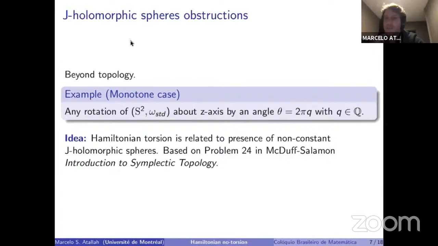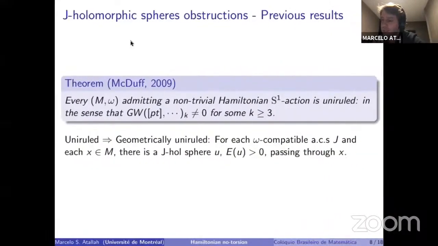So if we want to say something meaningful about Hamiltonian torsion in the monotone case, we have to look somewhere else. And there's this idea that Hamiltonian torsion is related to the presence of non-constant J-holomorphic spheres. This idea can be found in problem 24 in Introduction to Symplectic Topology by McDuff and Salamon. One can say that this idea is inspired by this great theorem by McDuff, which states that a symplectic manifold which admits a non-trivial Hamiltonian S1 action is uniruled in the Gromov-Witten sense.